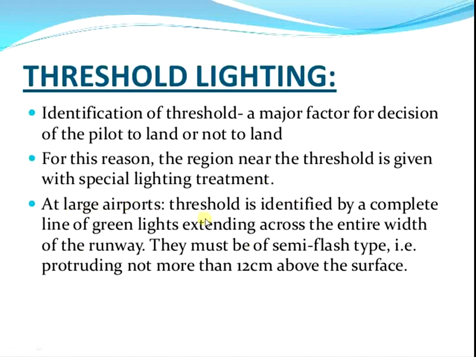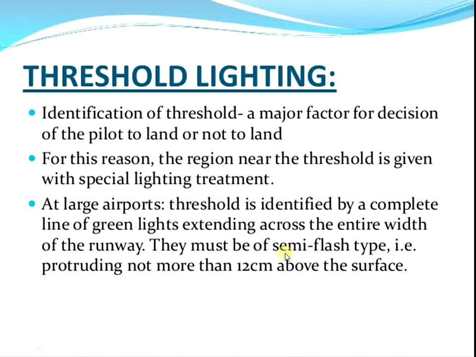At large airports, the threshold is identified by a complete line of green lights extending across the entire width of the runway. That is at very large airports with heavy air traffic volume, and also at international airports, the threshold is identified by a complete line of green lights placed extending across the entire width of the runway. It is very helpful for the pilot at the time of landing of the aircraft.